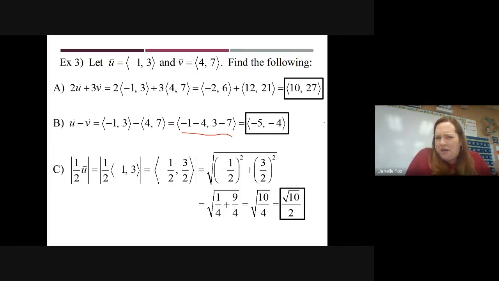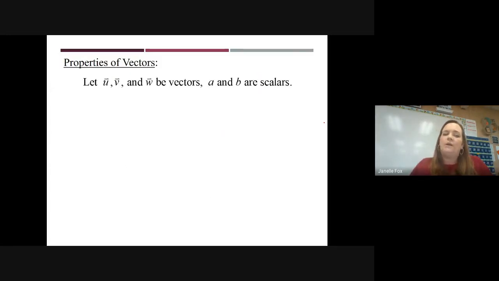Very last slide. Look at this, we're jamming along in our notes. We're going to write some properties of vectors just so we know them. For the purpose of these nine little pieces here, vectors u, v, and w are all vectors, and a and b are scalars. So property 1 says this.